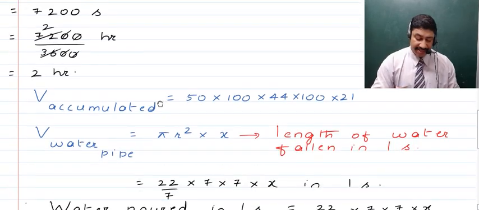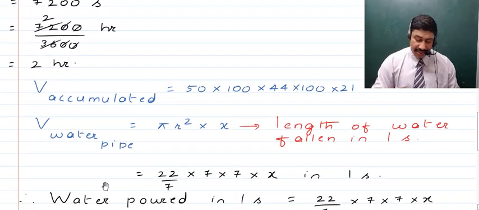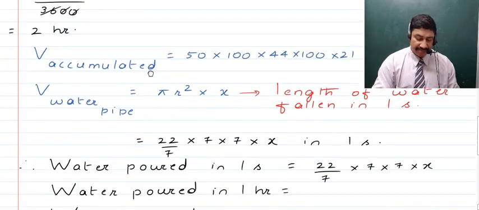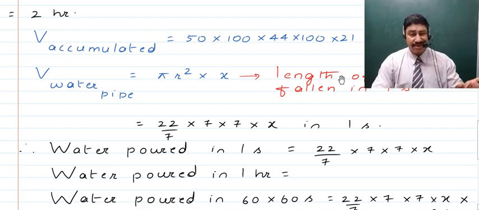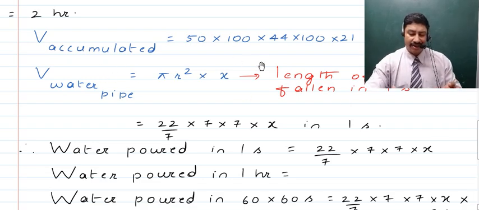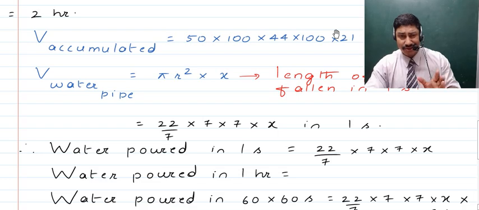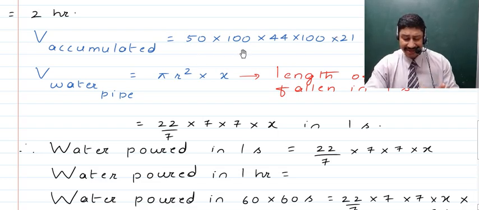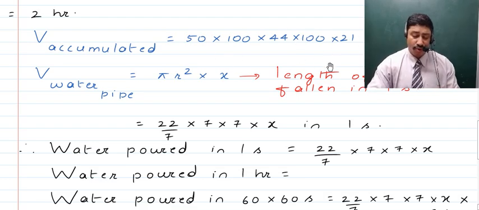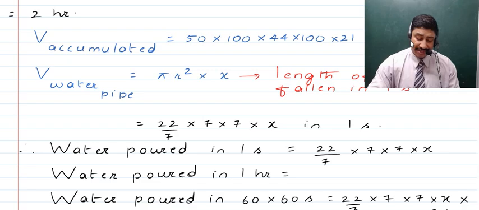So the first thing is we have assumed that we have the speed of water to be, say, some x centimeters per second, right? So the water which has accumulated in the cuboidal tank is actually 50 into 100 its length, into 44 into 100 its breadth, into 21. Moreover, as 50 and 44 were in meters, they've been converted into centimeters. So this is so much centimeter cube of water, right, which is accumulated.